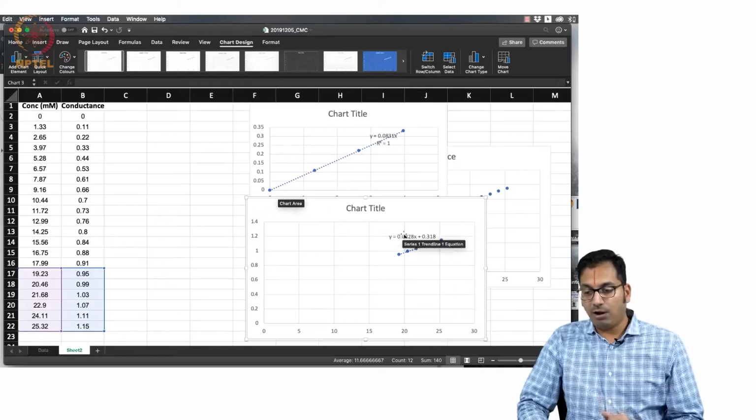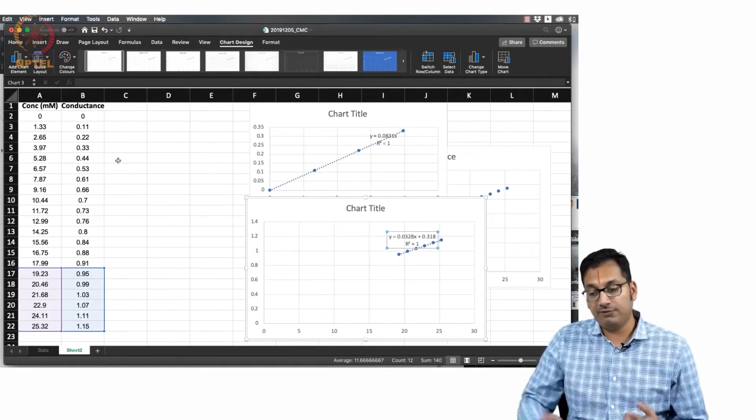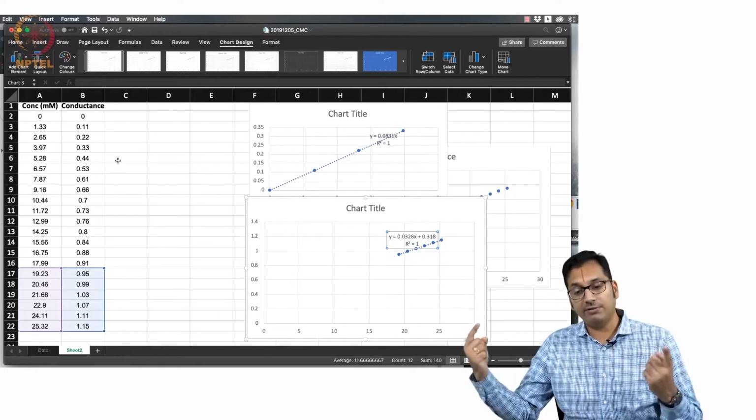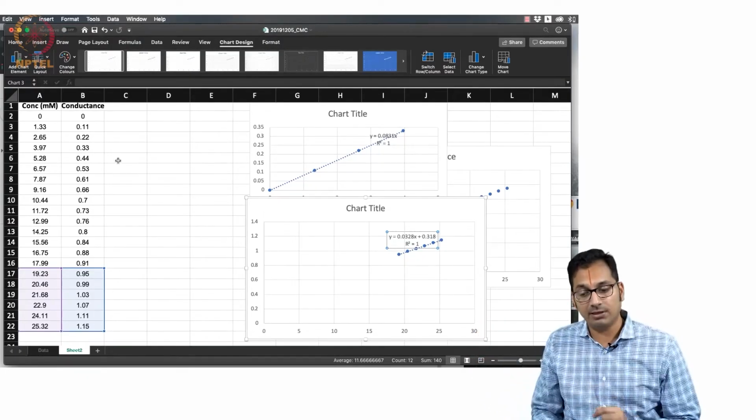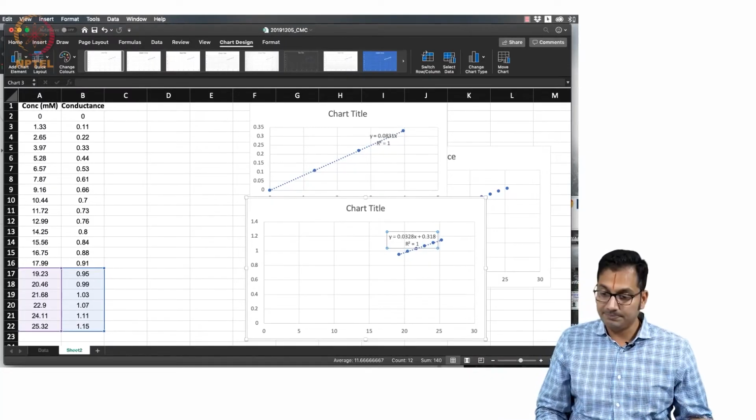So now all we have to do is that we have two equations and we need to find where they meet. If you have two curves, how do you find where they intersect? You equate one to the other. So that is exactly what I am going to be doing right now.